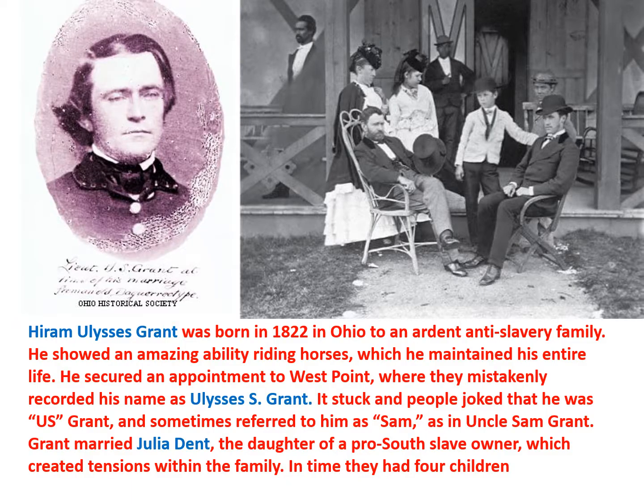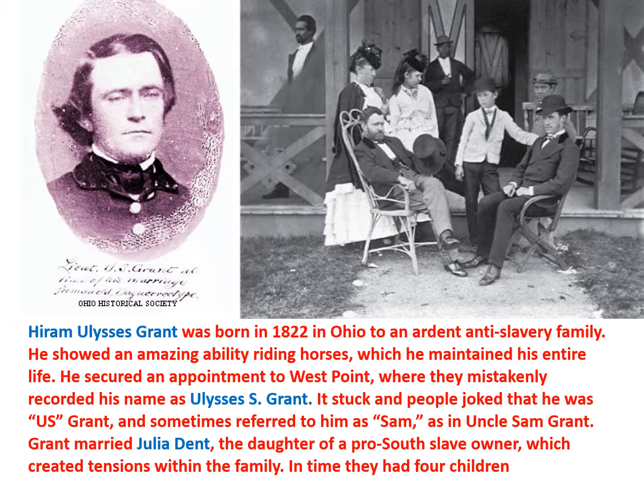His real name was Hiram Ulysses Grant, and he was born in 1822 in Ohio to an ardent anti-slavery family. He showed an amazing ability riding horses, and he maintained that his entire life. He secured an appointment to West Point, where they mistakenly recorded his name as Ulysses S. Grant. And that mistake stuck, and people joked that he was U.S. Grant, or sometimes they referred to him as Sam, as in Uncle Sam Grant.